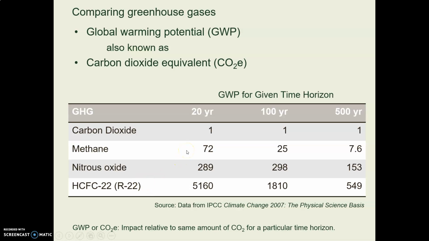Especially since permafrost is frozen methane, and as permafrost melts, it releases methane into the atmosphere, so we're kind of worried about that. Anyway, look at refrigerant R22. Over a 22-year period, it has 5,160 times the global warming potential of carbon dioxide, which is 1.